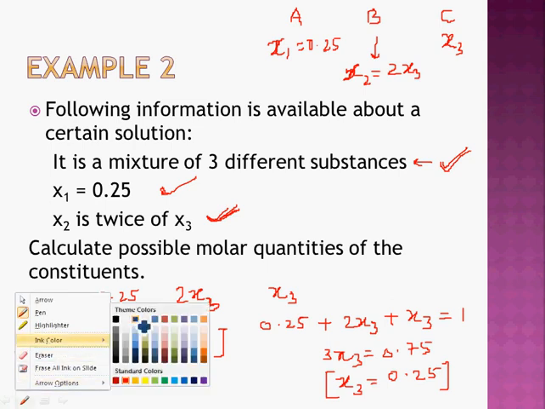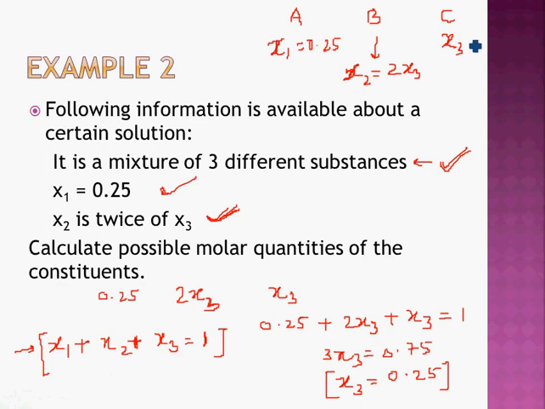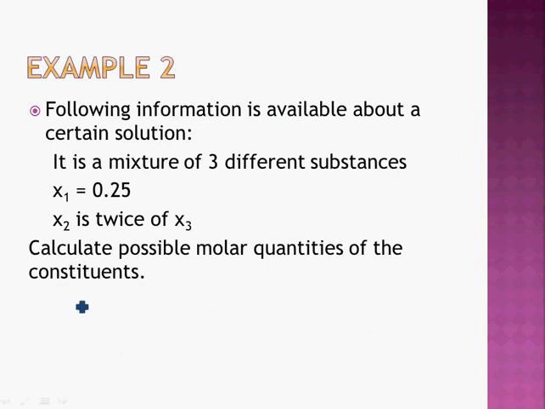How? Let's see. Now I know that x3 is equal to 0.25. This means x2 is twice of x3, that is 2 into 0.25, so x2 is equal to 0.5. So this means I have the mole fraction of each of the constituents. A has mole fraction of 0.25, B has mole fraction of 0.5, and C has mole fraction of again 0.25.